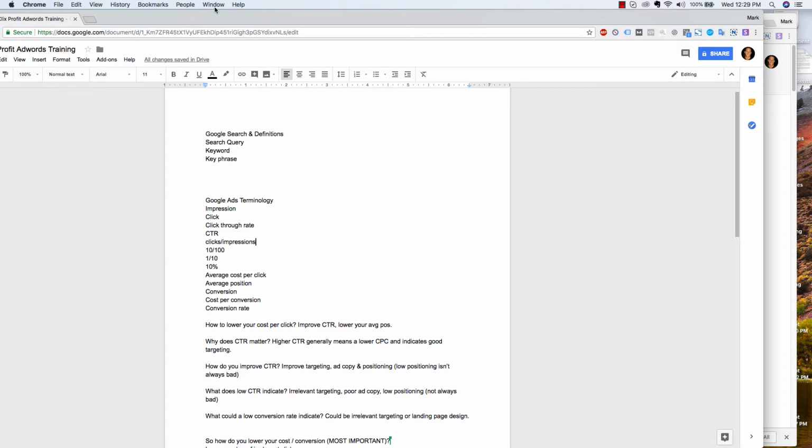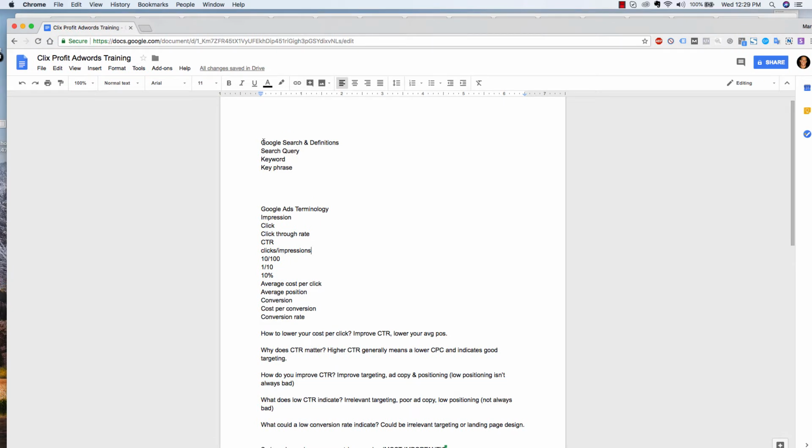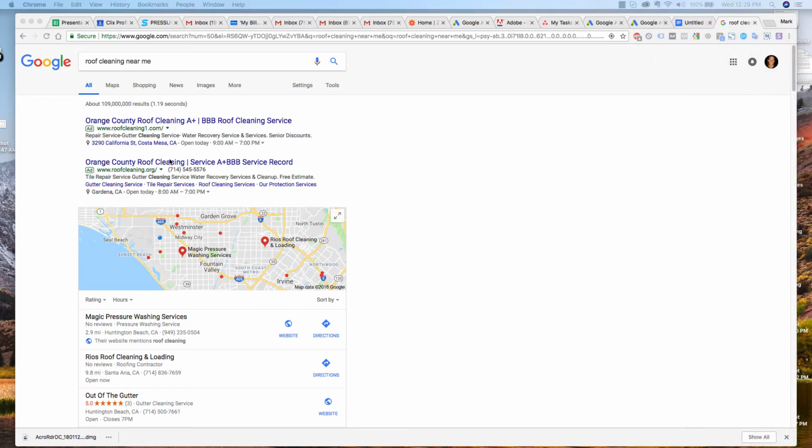This is important to know because Google actually wants you to have a high click-through rate. Think about it this way. How does Google make money? They make money when people click on these ads, because when someone clicks on one of these ads, this company right here has to pay money for that click. So Google wants people to click on these.